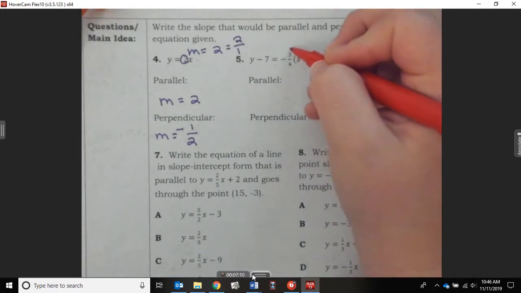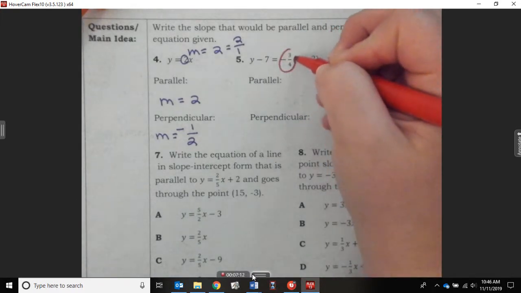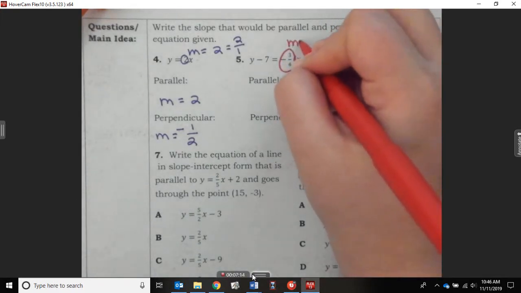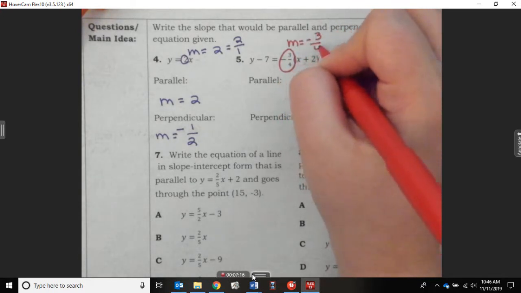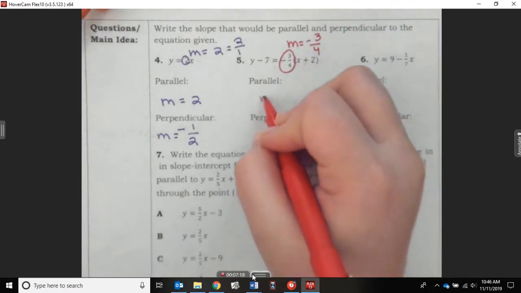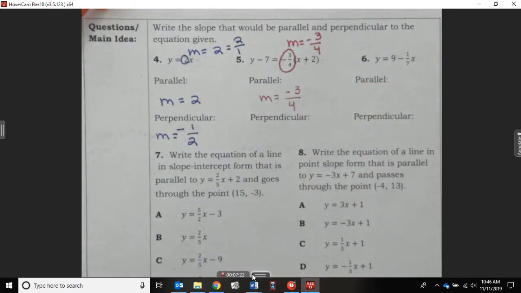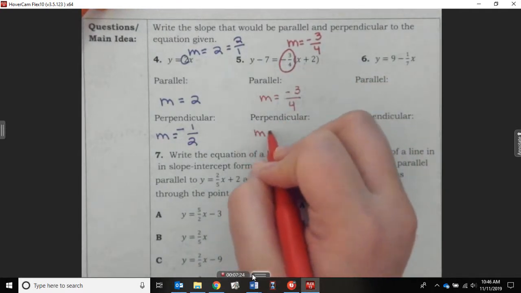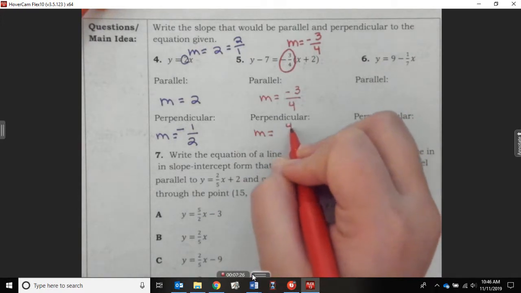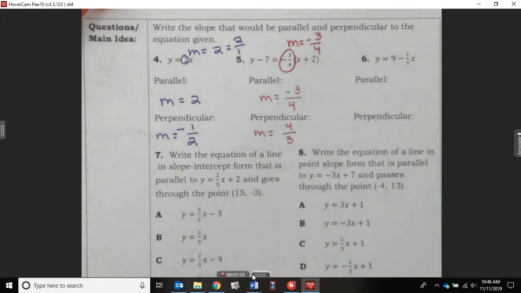Number 5. My slope is this value right here, negative 3 over 4. So my parallel slope is going to be exactly the same, negative 3 over 4. And my perpendicular slope is going to be the opposite fraction and the opposite sign, so positive 4 over 3.